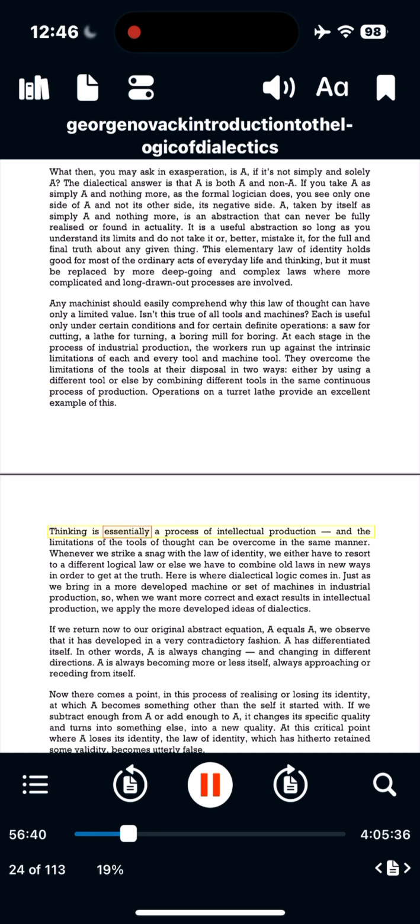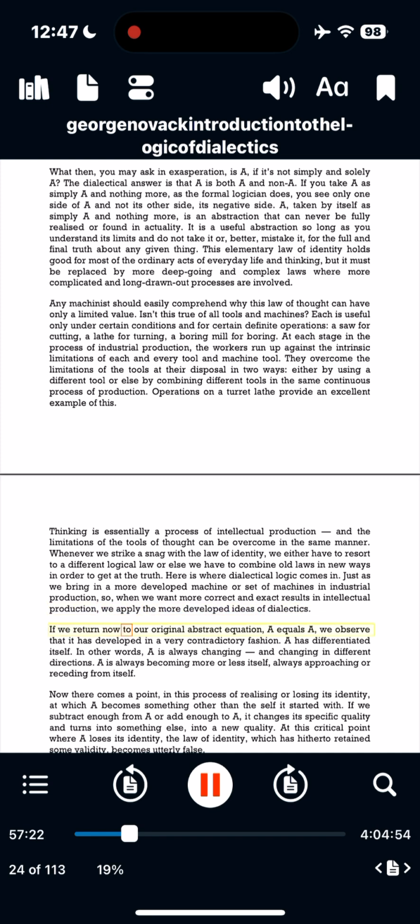Thinking is essentially a process of intellectual production, and the limitations of the tools of thought can be overcome in the same manner. Whenever we strike a snag with the law of identity, we either have to resort to a different logical law or else we have to combine old laws in new ways in order to get at the truth. Here is where dialectical logic comes in. Just as we bring in a more developed machine or set of machines in industrial production, so, when we want more correct and exact results in intellectual production, we apply the more developed ideas of dialectics.